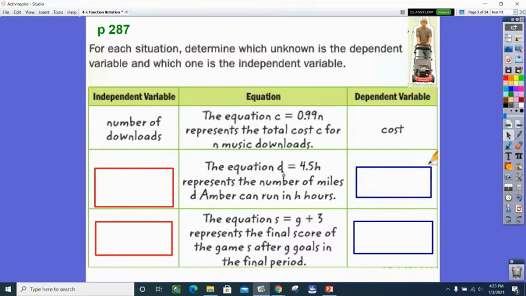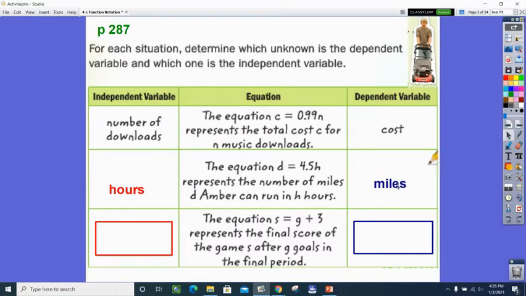So next, the equation D equals 4.5h. D is the number of miles that Amber can run, and H is the number of hours. So what is the independent and what is the dependent here? How many hours Amber runs is her decision. That's your independent variable. Now, she runs 4.5 miles for every hour she runs. So the number of miles depends on how many hours that she runs. So miles would be her dependent variable. Let's take a look at the next one.